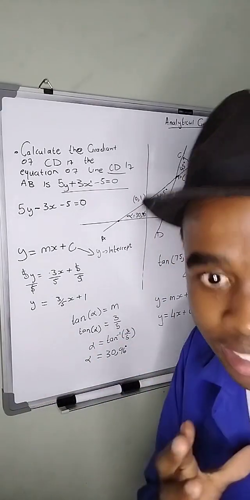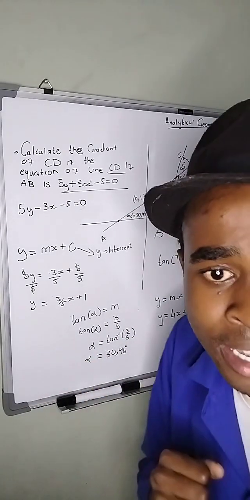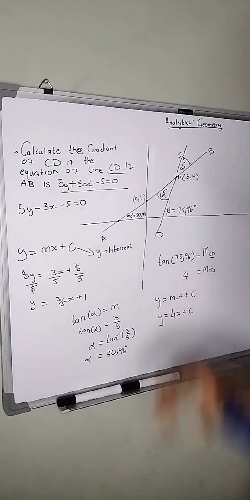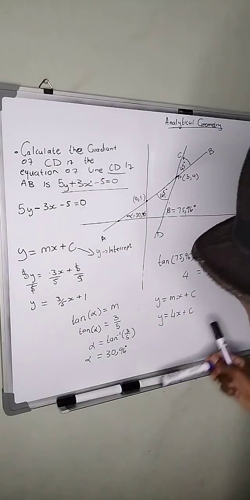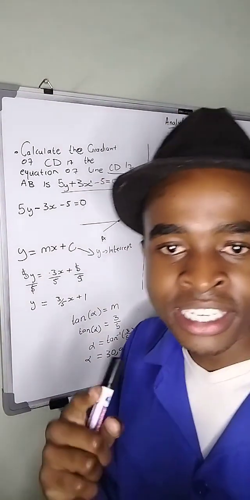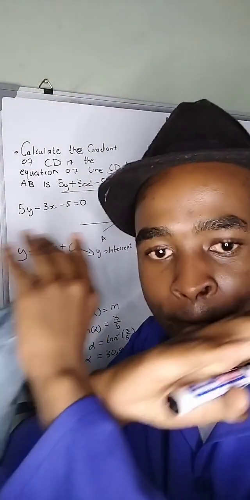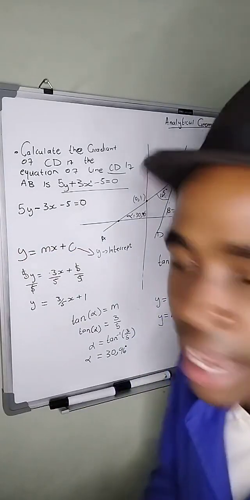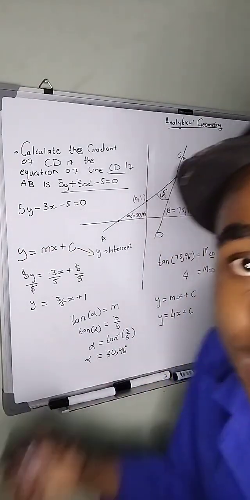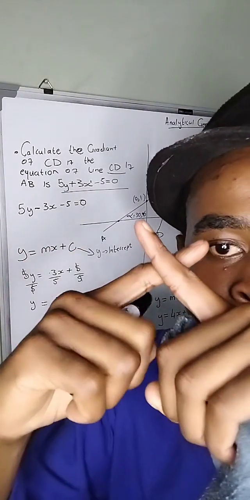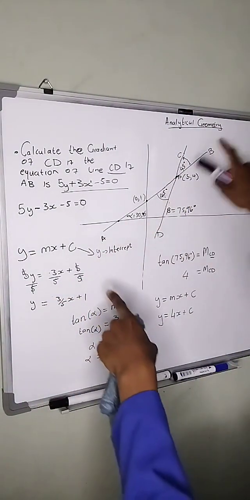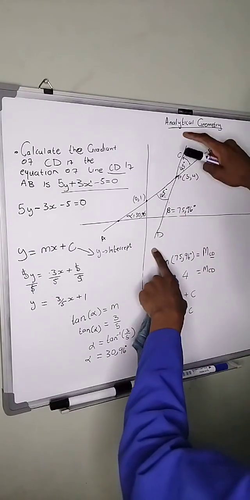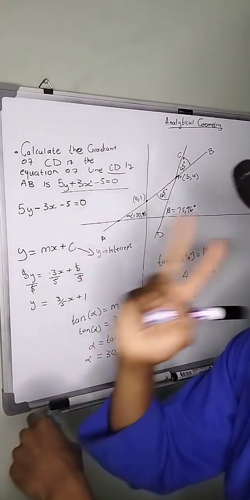It's very important. The basics are very important, guys. This is the point of intersection. The point of intersection is where 2 graphs meet. I can find this point using AB and I can find this point using CD, so this is where 2 graphs meet.